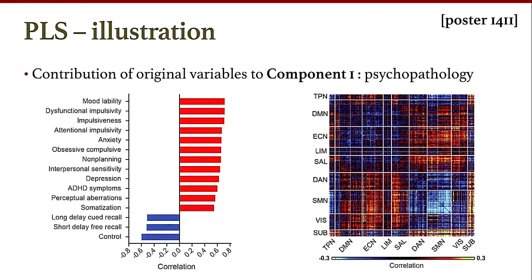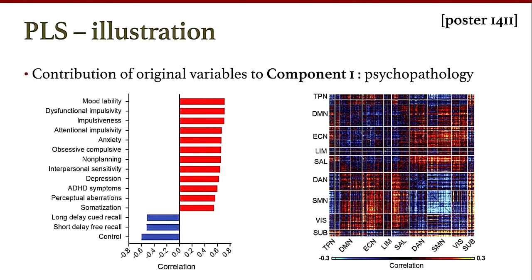Now, if we go to another component, component 1, you can see on the behavioral side that it separates measures that have a positive correlation from a negative correlation. If you look at the measures that have positive correlations, there are different measures of psychopathology, such as impulsiveness, anxiety, depression, ADHD symptoms. And in the negative correlation measures, we have control and 2 measures of memory, meaning that if you load high on this component, then you will have more symptoms, and you will also have lower control and lower memory performance. And this is correlated to these patterns here.